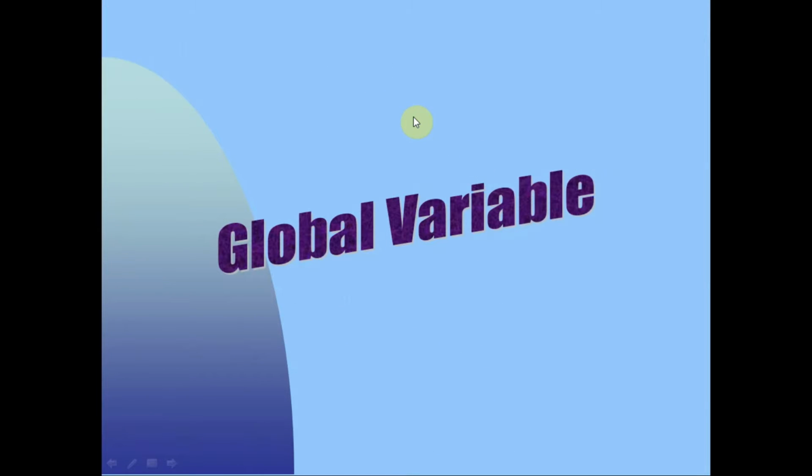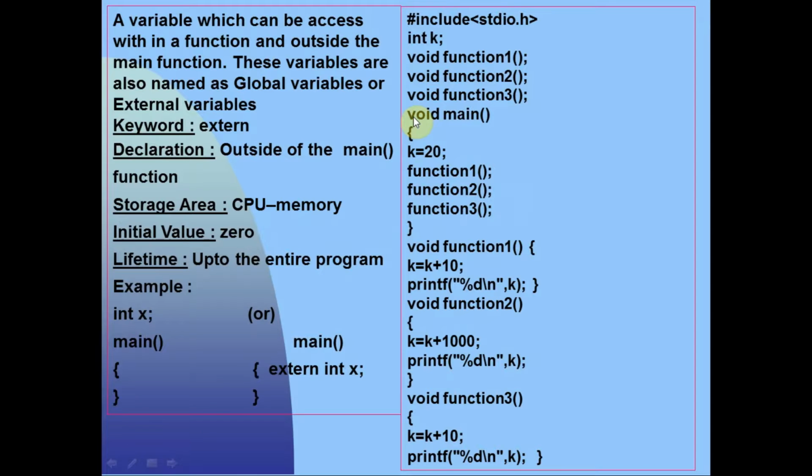Then the second one, global variable. A variable which can be accessed within a function and outside the main function. These variables are also named global variables or external variables. Keyword: extern. Declaration: outside of the main function. Storage area: CPU memory. Initial value: 0. Lifetime: up to the entire program. For example, int x, or extern int x. It's an example program.